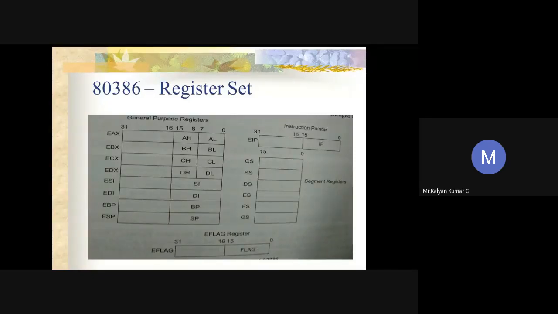And EBX is nothing but your base register. For 32-bit, the base register is EBX; 16-bit means BX; and 8-bit means BH and BL. As I mentioned previously, this base register is mainly used as a pointer to base address in data segments.